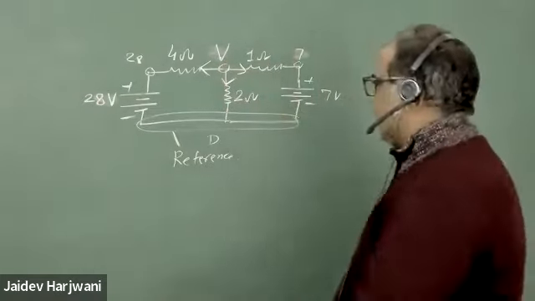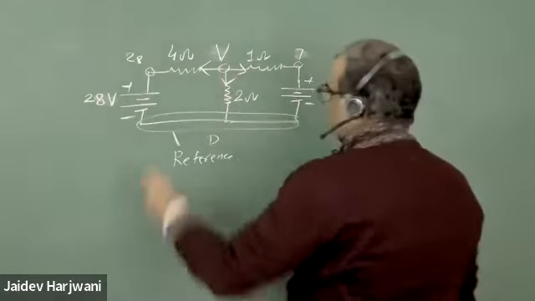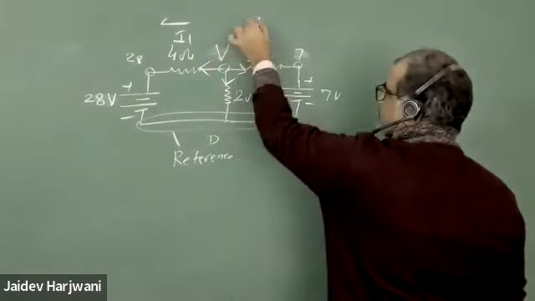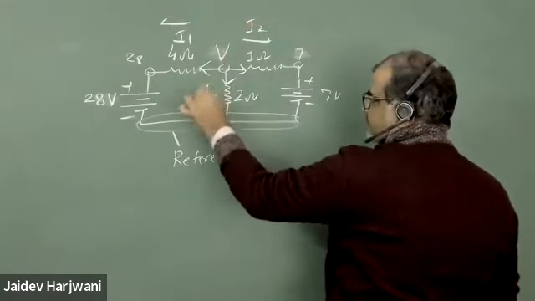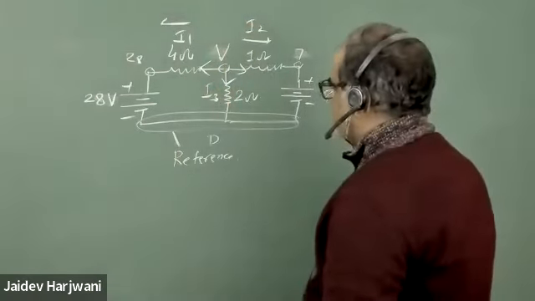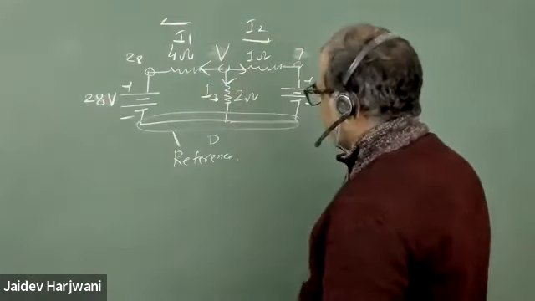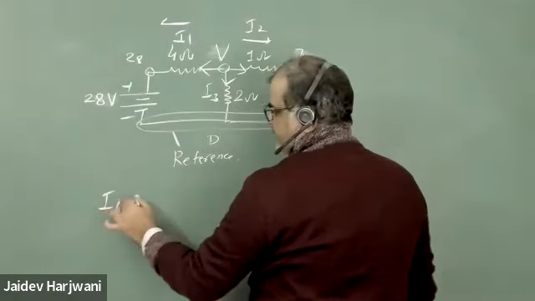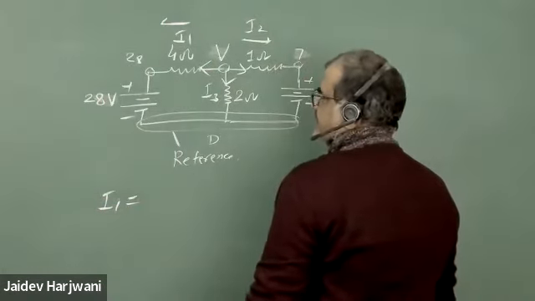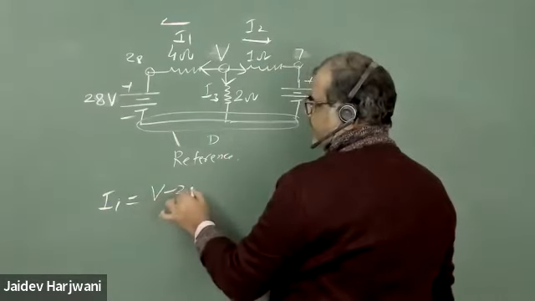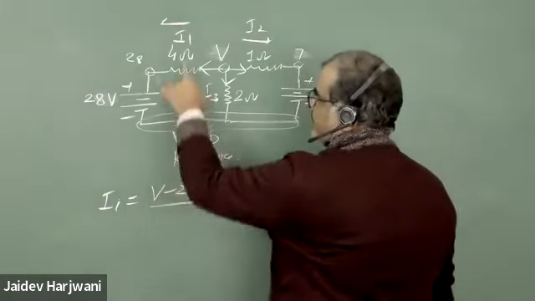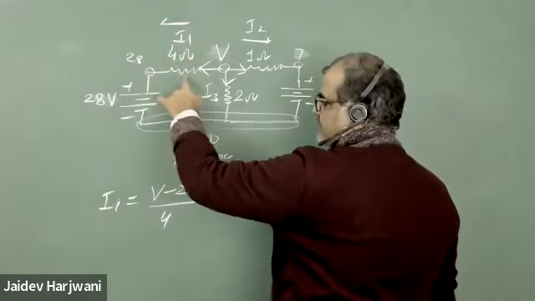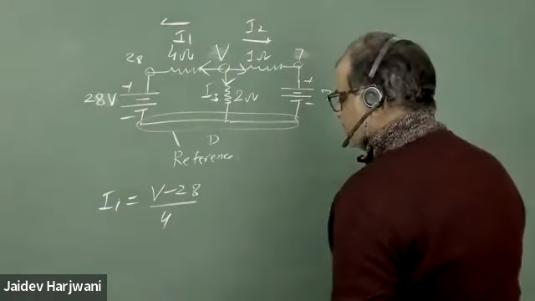Now I am assuming all the currents are going away. Say this current is I1 moving away, this is I2 moving away, and this current is I3 moving away. You can choose any labels, that is also free. Now I have to write I1. What is the value of I1? V minus 28 upon 4, the resistance. Voltage difference divided by resistance is the current. So this is my I1.